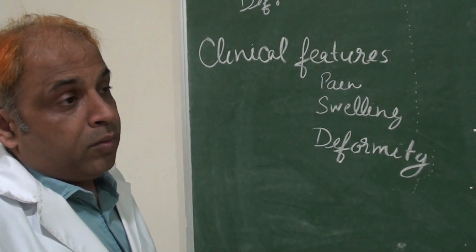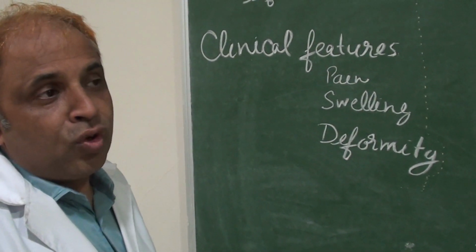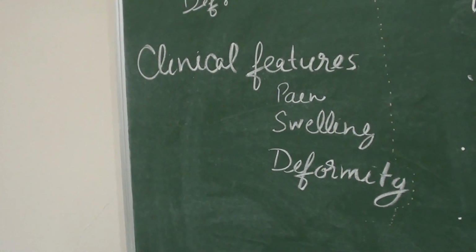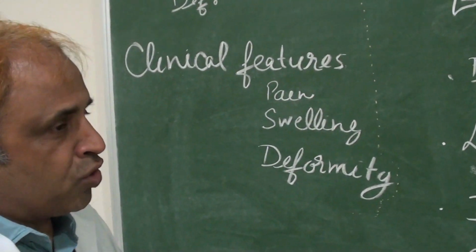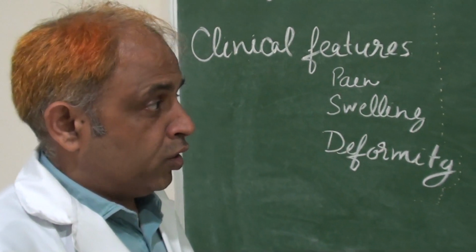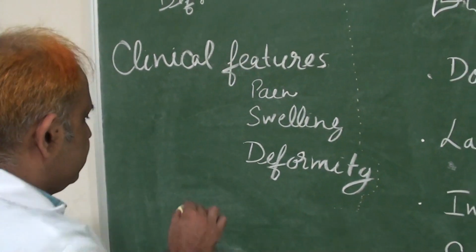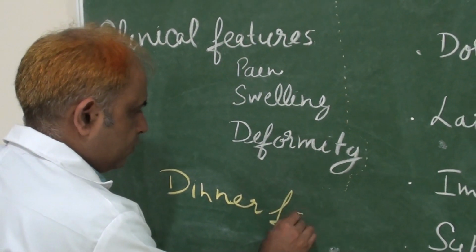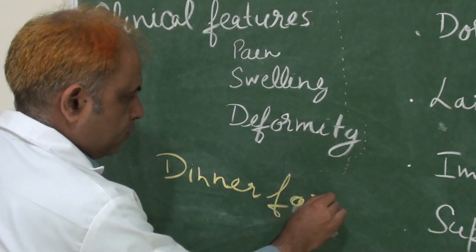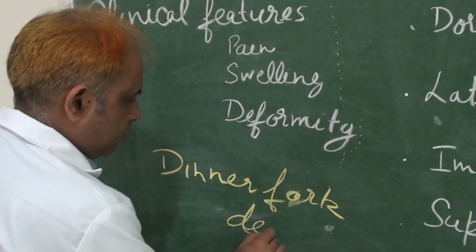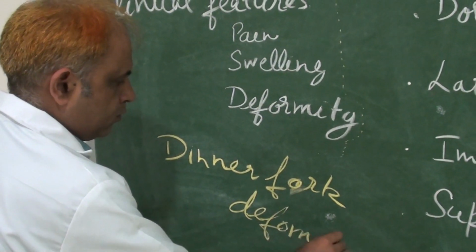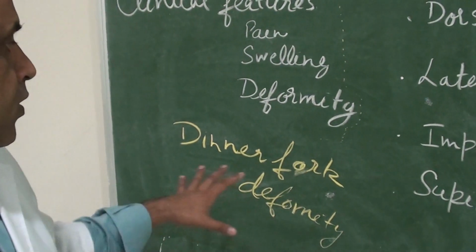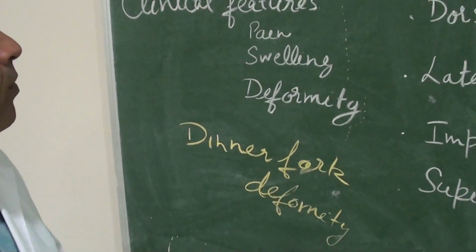And in some cases, there may be carpal tunnel syndrome, tingling in the hand. And the deformity which is present, because the displacement in Colles fracture is dorsal displacement, the fragment is going posteriorly, but the deformity is the dinner fork deformity. Shape of the fork is the shape of the wrist.